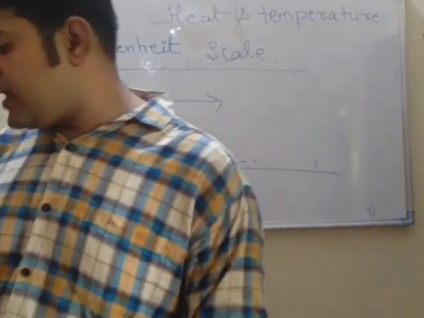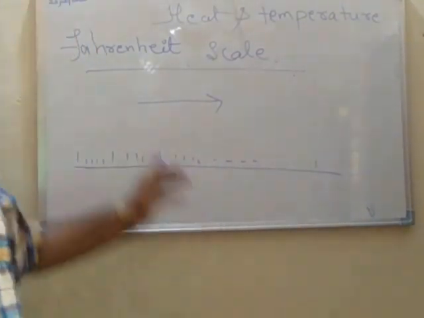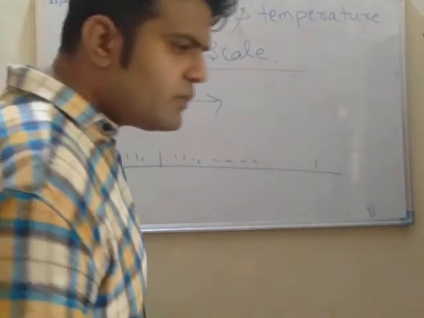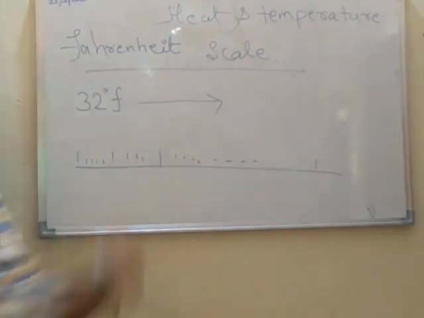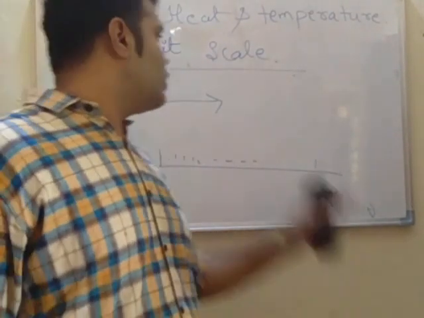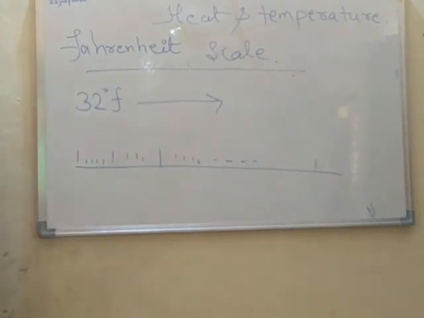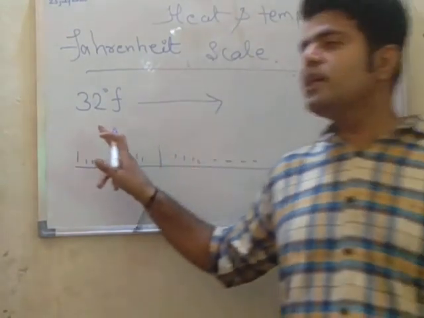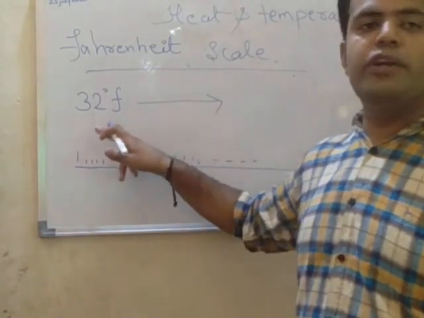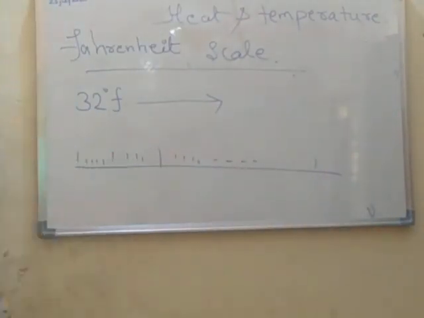In this scale, the melting point or freezing point of water starts from 32 degree Fahrenheit. What is the lowest temperature in the Fahrenheit scale, or from where does the Fahrenheit scale start? The Fahrenheit scale starts from 32 degree Fahrenheit. The melting point of water in the Fahrenheit scale is 32 degree Fahrenheit.